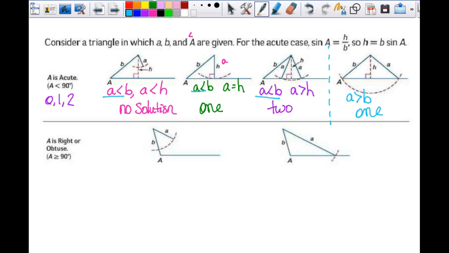Now, if A is right or obtuse, so if the angle is greater than or equal to 90, it might be worth your time to look at it for a second, okay? Because you can't have 2 solutions. So here you either have 0 or you have 1 solution. If angle A is obtuse, which means it's going to lean out this way, if a is less than b, it's not going to come out far enough to actually make a triangle. Does that make sense to you? So if a is less than b, this is no solution. And if angle A is obtuse and a is greater than b, it has 1 solution.